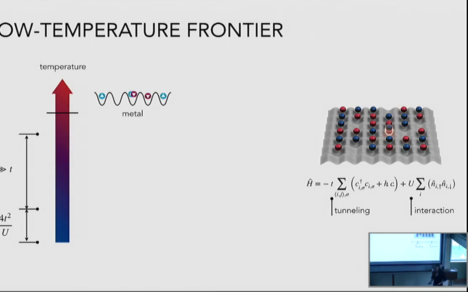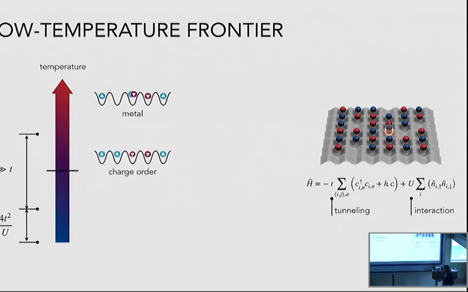So the title of this workshop is focusing really on the low temperature frontier. And so I wanted to talk a bit about that. So at high temperatures, you can have charge excitation. So you can have particles that are thermally excited. And so that gives you this metallic state where you have particles that are tunneling and moving around quite nicely.